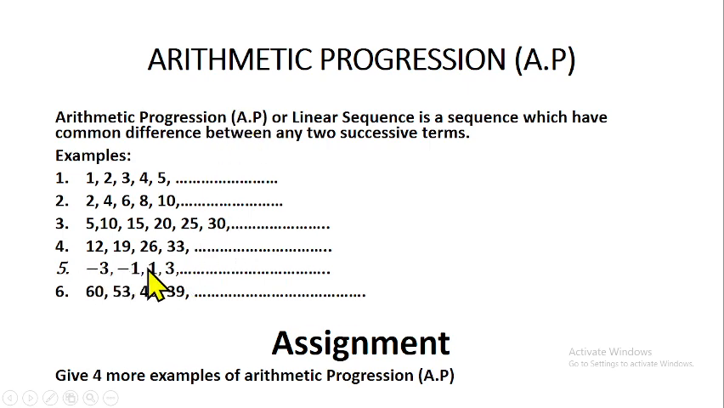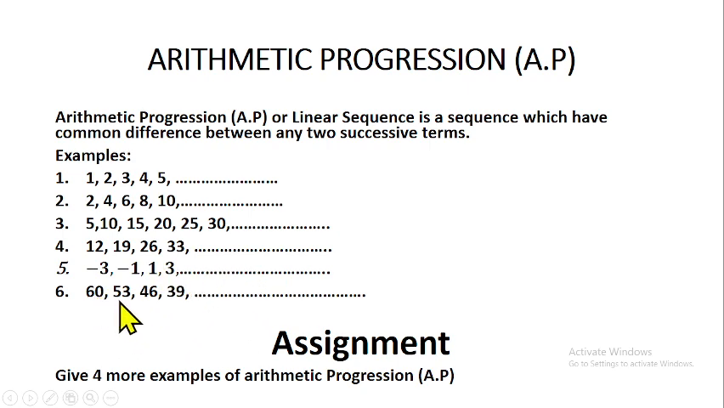Let's look at this as well. We have minus 3, minus 1, 1, 3, and so on. Does this belong to arithmetic progression? The answer is yes. What is the common difference? Let's figure that out. That is minus 1 minus minus 3. Minus times minus will give us plus. That means you have minus 1 plus 3. That will give us 2. 1 minus minus 1 will give us 2. 3 minus 1 will also give us 2. So that means this also belongs to arithmetic progression.